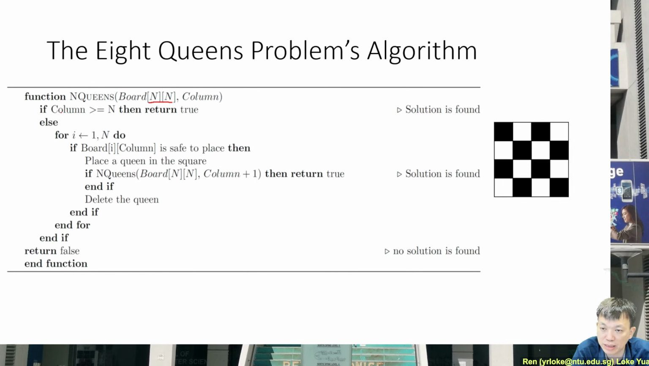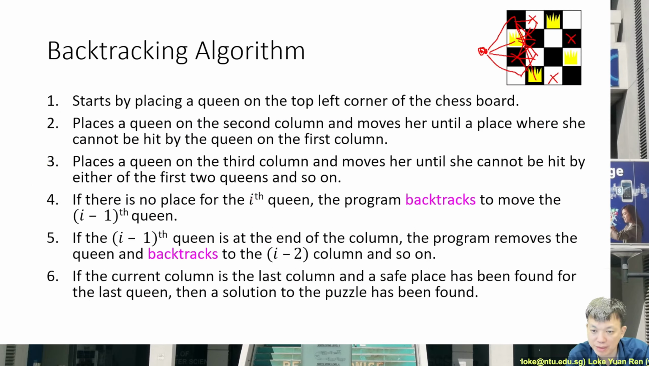You can see that it's very similar to the coloring problem just now. There's definitely a for loop inside because you need to try all the possible positions in that particular column. You need to try out all of them to check whether they are safe to place a queen. Earlier, maybe you can compare with the coloring one.